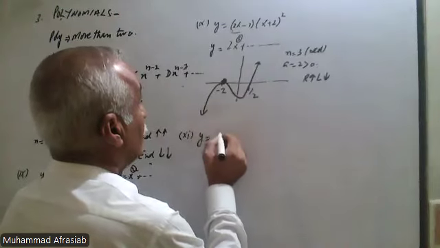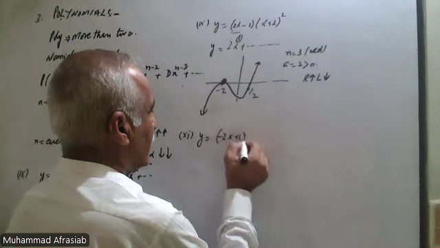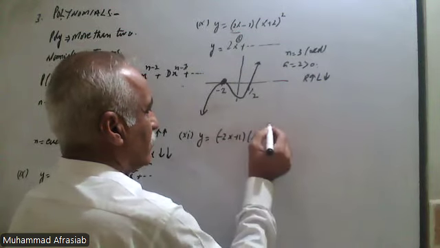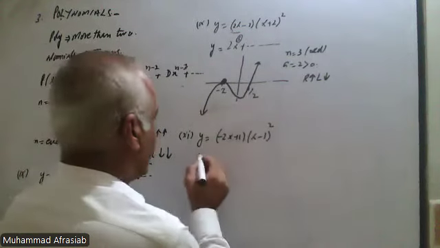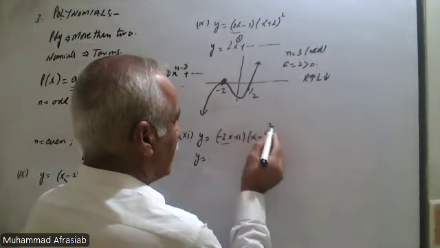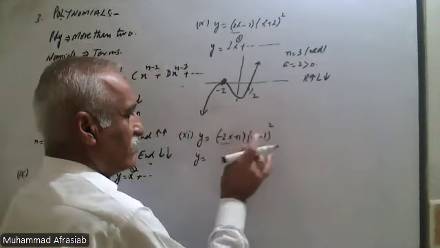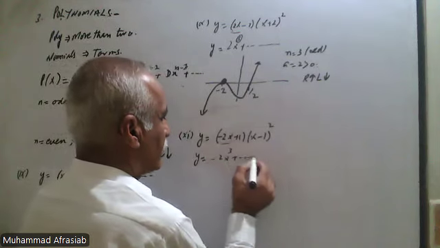Now, if y is equal to minus 2x plus 1 into x minus 1 whole square. Now you see in this part that y will be equal to minus 2x into x square, because it is x minus 1 whole square, it will become x square. So that thing will be equal to minus 2x cube and so on.